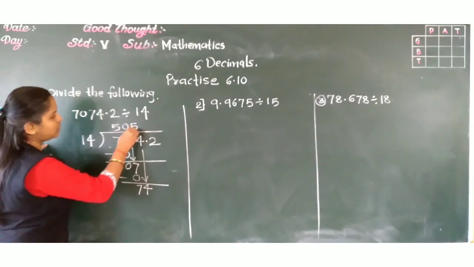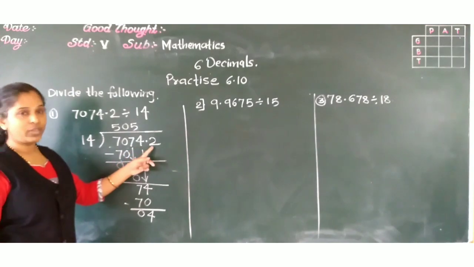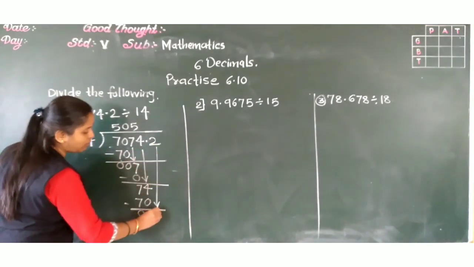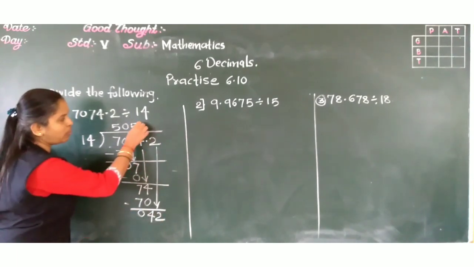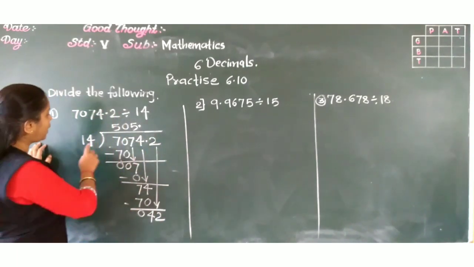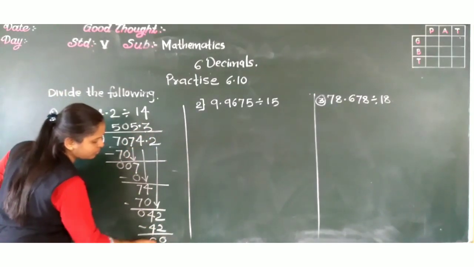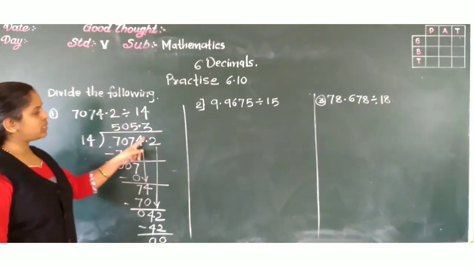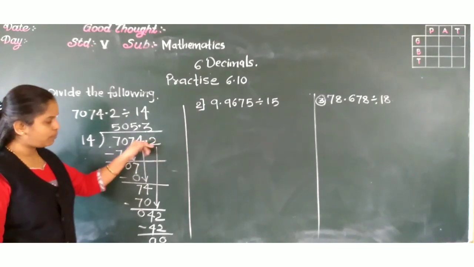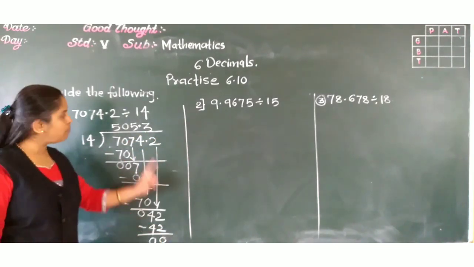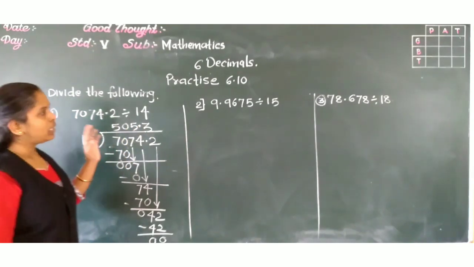Again 14 5s are 70. Now we have to take 2 down, but 2 is after the decimal. So immediately after taking 2 down, put the decimal point here. Now 14 3s are 42. This is an important step. Once you take the digit after the decimal place down for the division, immediately you have to put the decimal point in the quotient.